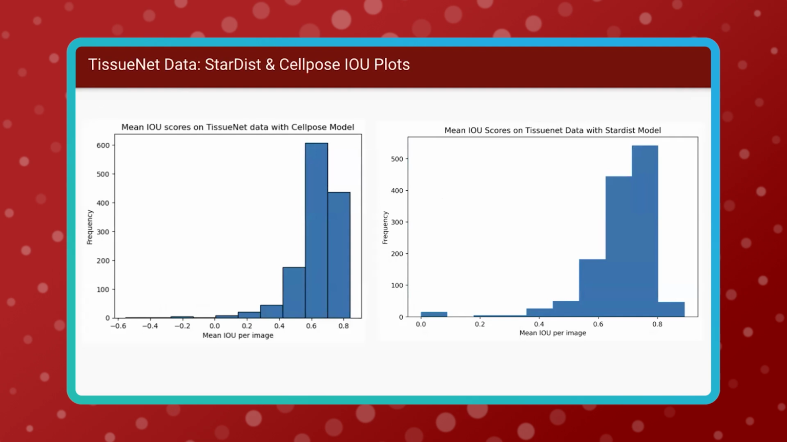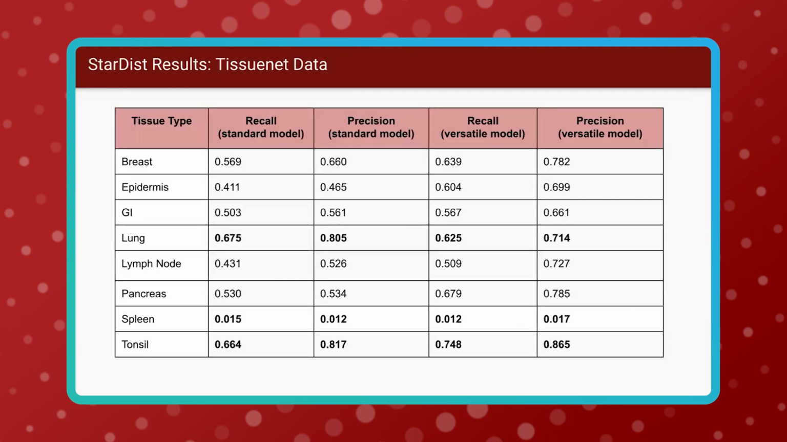Now moving on to our results. First, we have our results on the TissueNet data, for both StarDist and Cellpose. These two plots are our IOU plots, the intersection over union. On the left, you can see that Cellpose does fairly well with the mean IOU scores across the images, and on the right, StarDist also performs similarly. So we see pretty much equal performance on TissueNet overall.